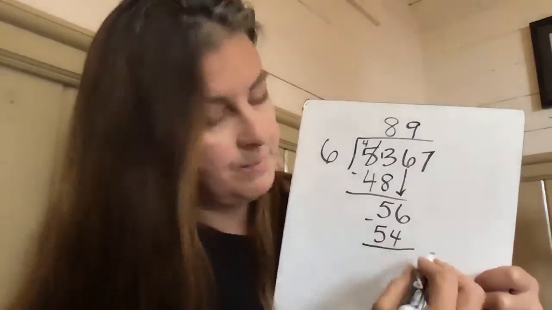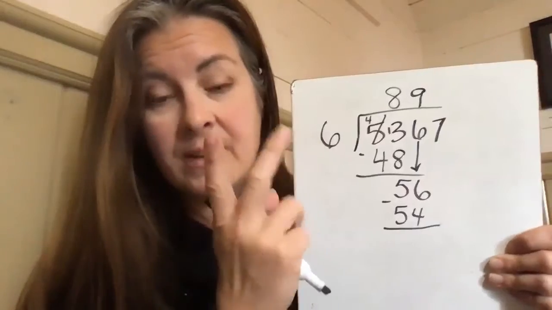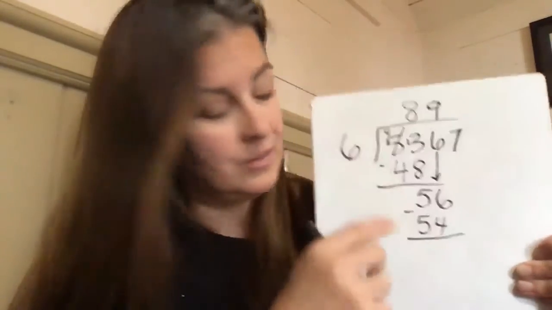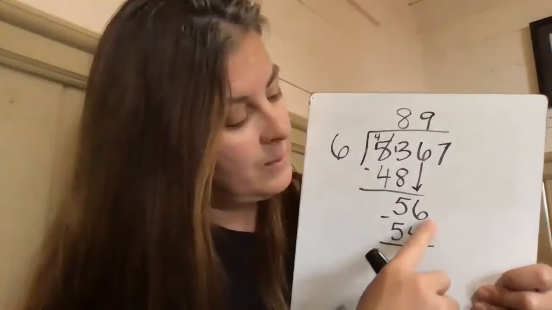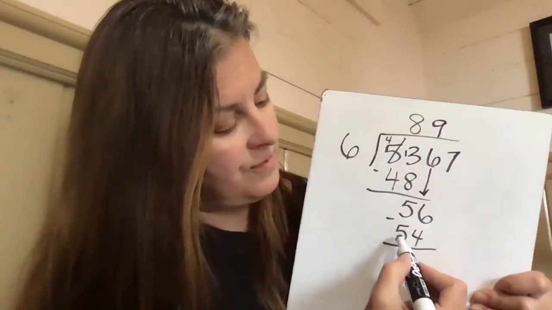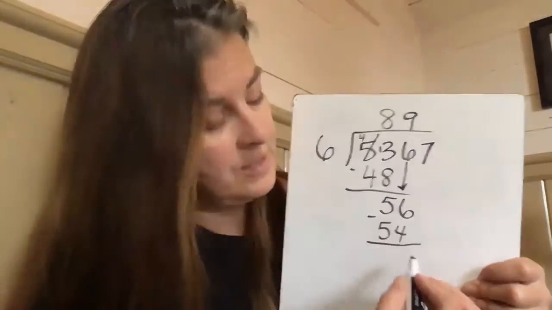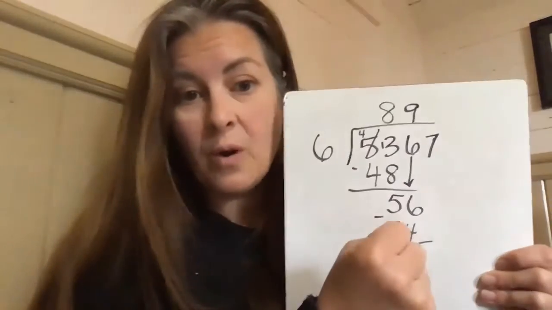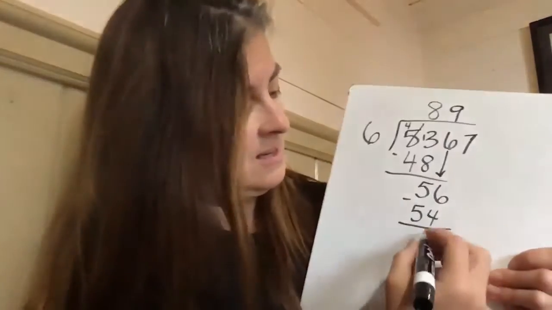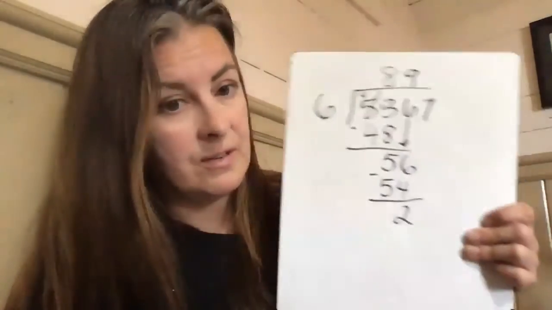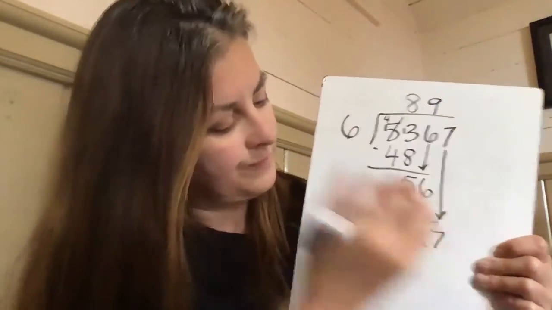And we subtract. That's our third step. First we divide, then we multiply, then we subtract, then we bring down. So now we're going to subtract, our third step. We know that 5 and 5 is going to be 0, but 6 and 4 is going to be 2, right? So we can count on: 54, 55, 56. That's counting on. So we write our difference there. The difference is 2, and we bring down our 7.